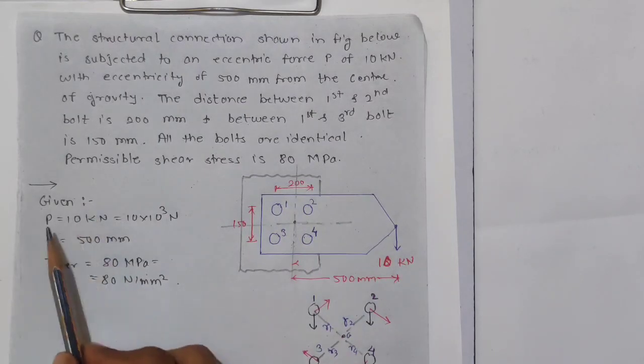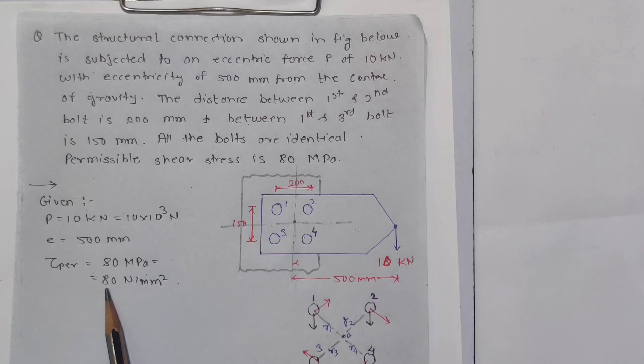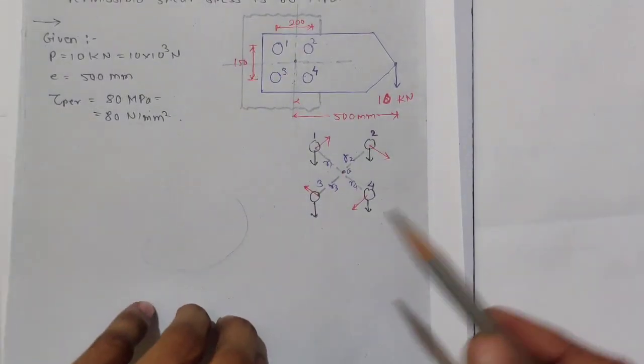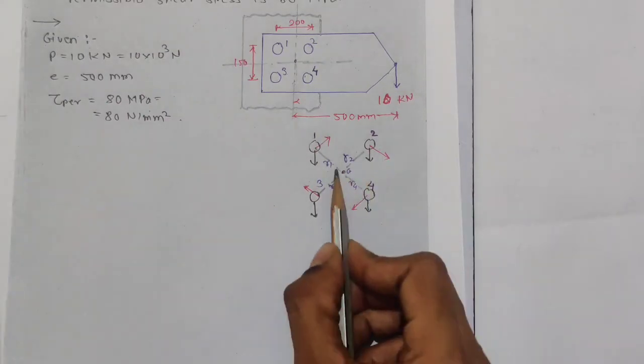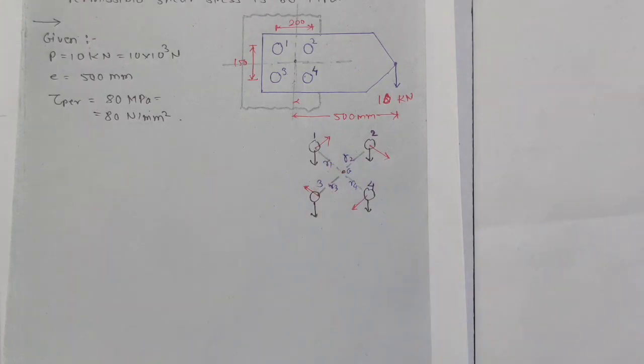So what is given? P is given as 10 kilonewton, 10 into 10 raised to 3 Newton. Eccentricity is 500 mm. Tau permissible is 80 megapascal, which is nothing but 80 Newton per mm square. Now we will see what these R1, R2, R3, R4 are. We know this diagram. We have seen this diagram in the last video. If you haven't seen the last video, please go to the description, where you will find the link for the last video.